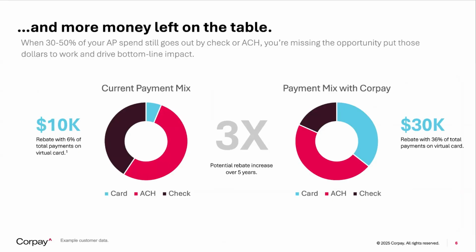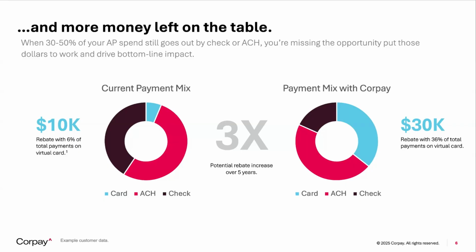And this is what a current payment mix looks like for an average mid-market NetSuite customer today, right? They might be doing about half of their payments via ACH, and most of the other half is still paper checks for a lot of companies. And a lot of times they're just using card for expenses, like travel and entertainment, so they're not really maximizing the rebate that they're getting out of their card program.